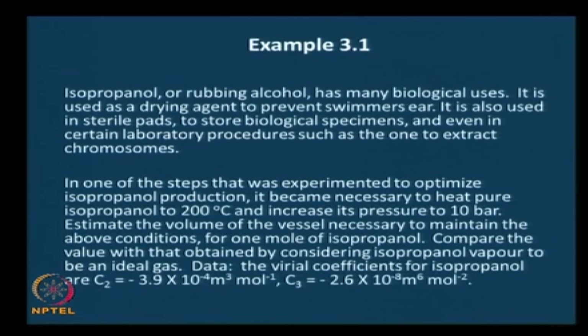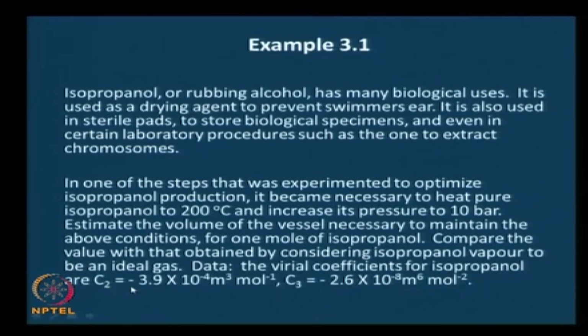So, that would quickly give you what kind of variations you would expect when something is real and you use an ideal gas expression to represent it. And to do that, we will need the virial coefficients for isopropanol. These are available in the appendix of your textbook at the back. For ease, let me present it here itself.